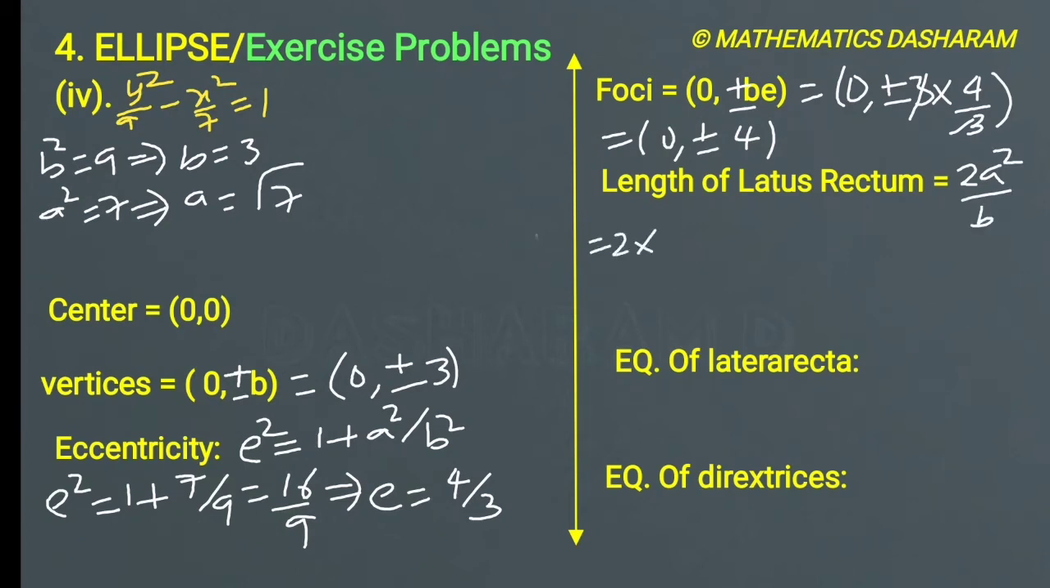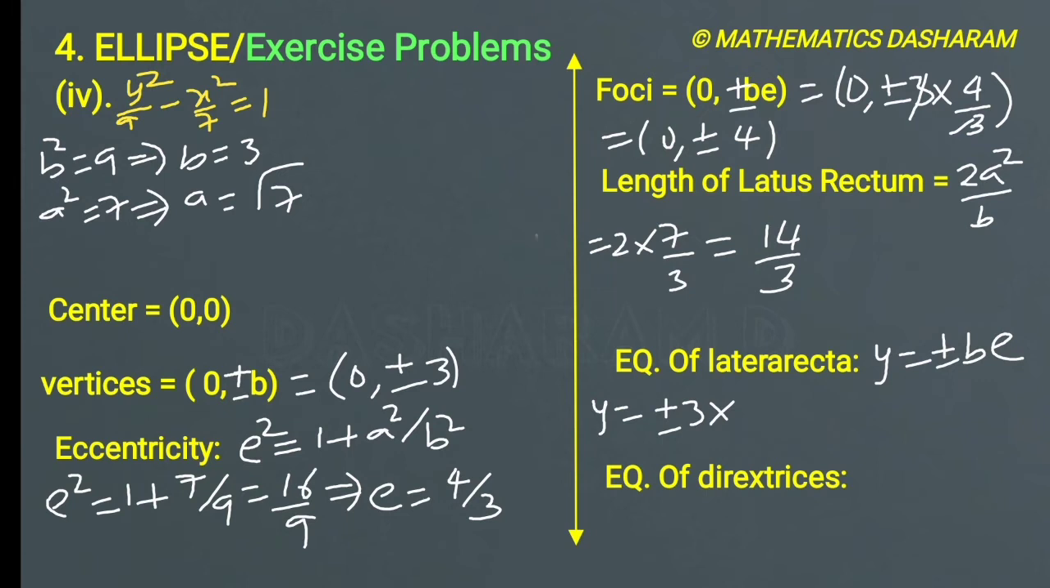So 2 into a square value 7 divided by b value 3. 7 2s are 14 divided by 3. Equation of a latus rectum, y equals plus or minus b into e. So y equals plus or minus b value 3 into e value 4 by 3. 3 cancels, then y equals plus or minus 4.